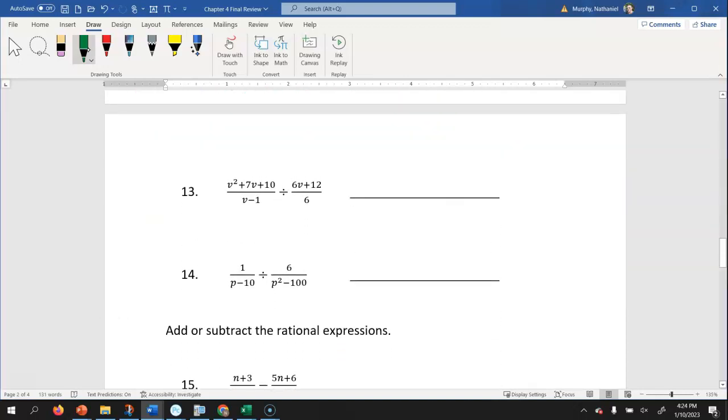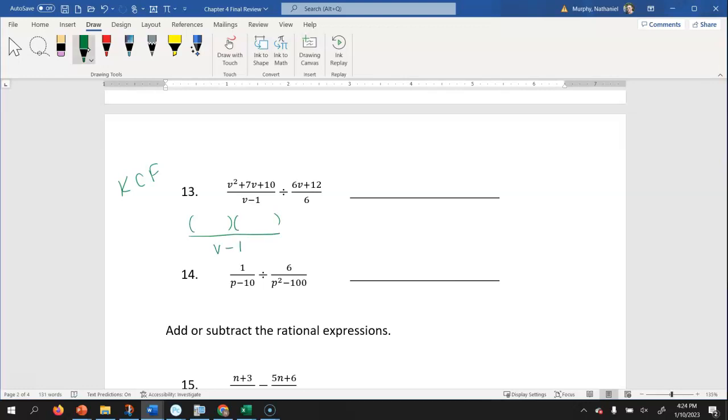All right, number 13. This is another one where we are going to use keep, change, flip because we're dividing. And so we're going to keep the first fraction, but I'm going to kill two birds with one stone. Sorry, nature lovers. Killing the birds. Bad joke.